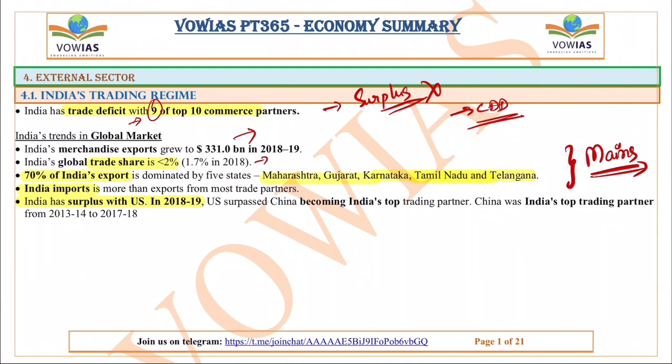So here another thing given is that 70% of the exports are dominated by 5 states: Maharashtra, Gujarat, Karnataka, Tamil Nadu and Telangana. So most of the exports are dominated by these 5 states, and especially with the US, we have a trade surplus. So you can say that's the major country with which we have a trade surplus. With China, we have more than 40 billion trade deficit. Okay? So China was India's top trading partner till 2017-18, but now the US is India's top trading partner.